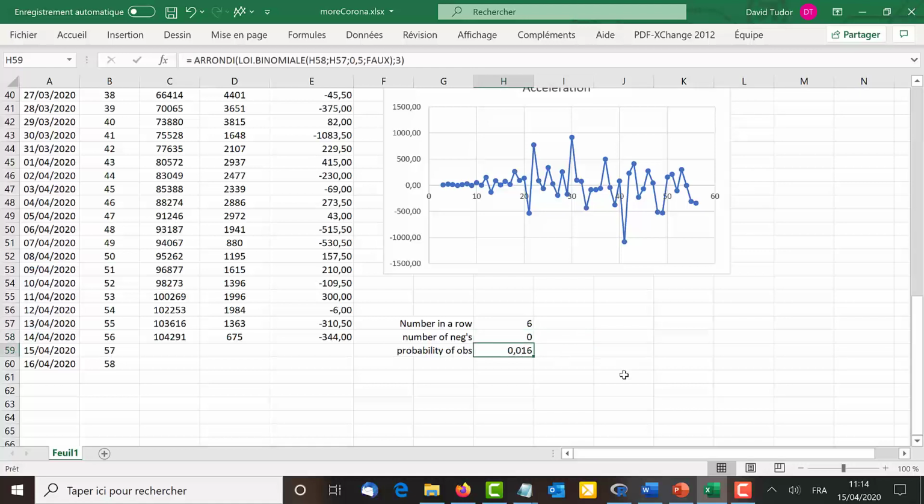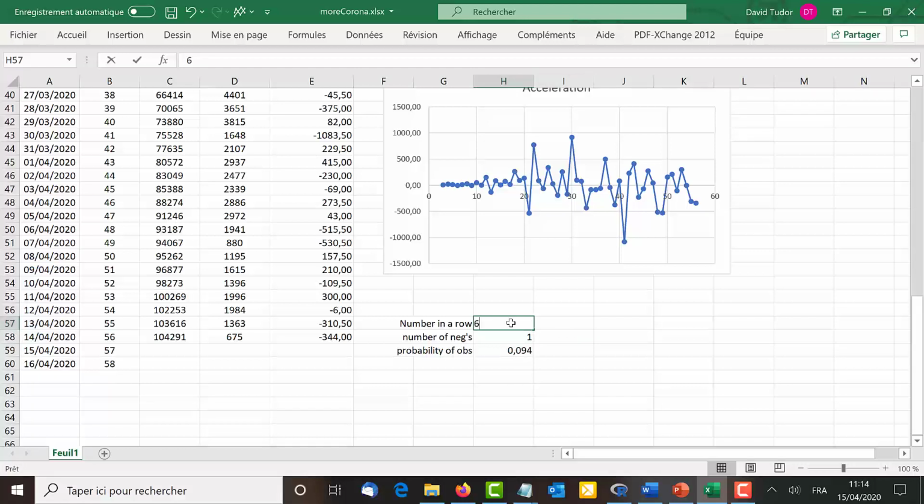Usually unexpected in statistics is less than 5%. So this is 1.6%. So that would be unexpected. If I get 6 negatives in a row, I would say, yes, it looks like we're decelerating. However, if I looked at 6 in a row and only saw 1, regardless of where it is in the row, that's only a 9% probability, and so I wouldn't think of that as being a very rare event.